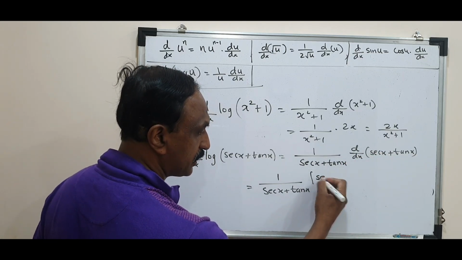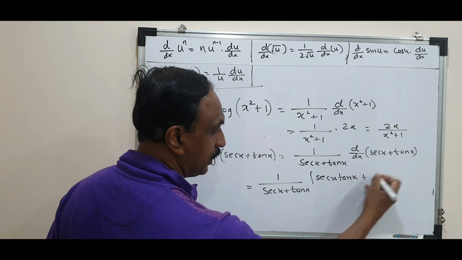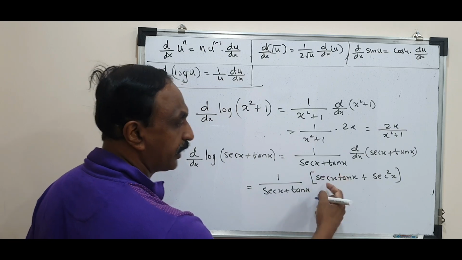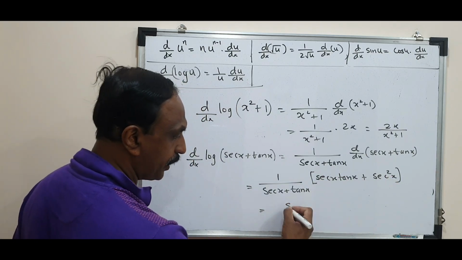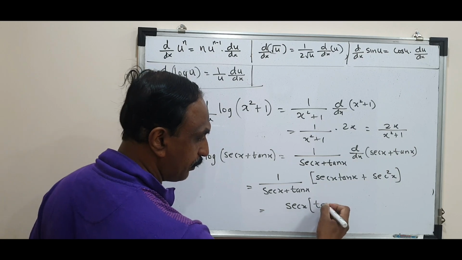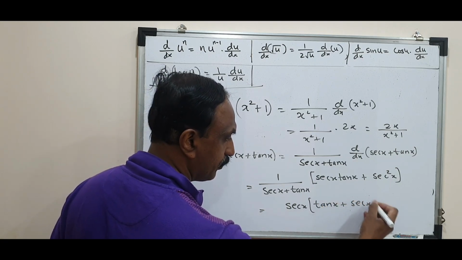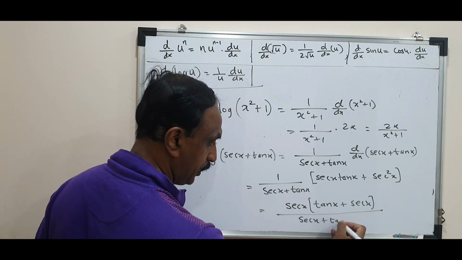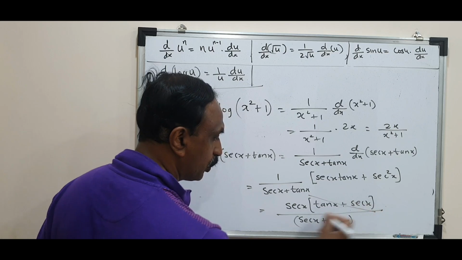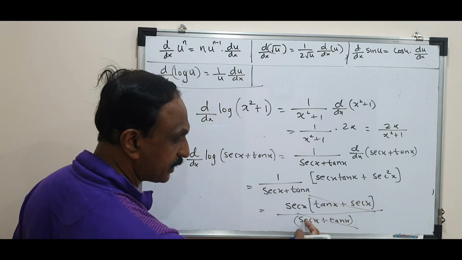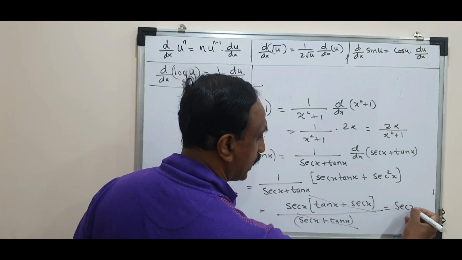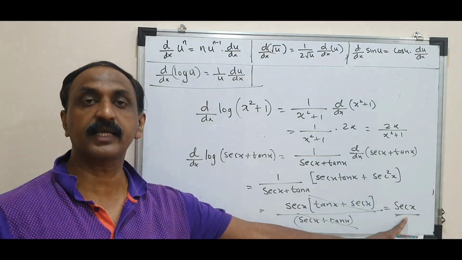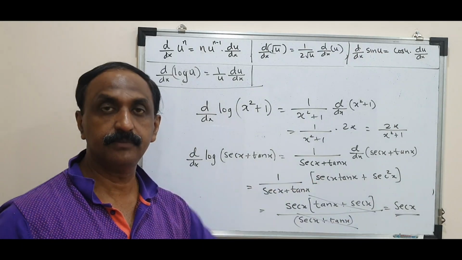The derivative of sec x is sec x tan x, and the derivative of tan x is sec square x. So what is common between both? Sec x is common. If you take sec x common, what is inside the bracket? Tan x plus sec x. What is the denominator? Sec x plus tan x. So what you notice, what is the speciality? They both will get cancelled, because sec x plus tan x over sec x plus tan x. So what is the answer? Sec x. Very small answer. The derivative of log of sec x plus tan x is sec x. This is to be remembered.